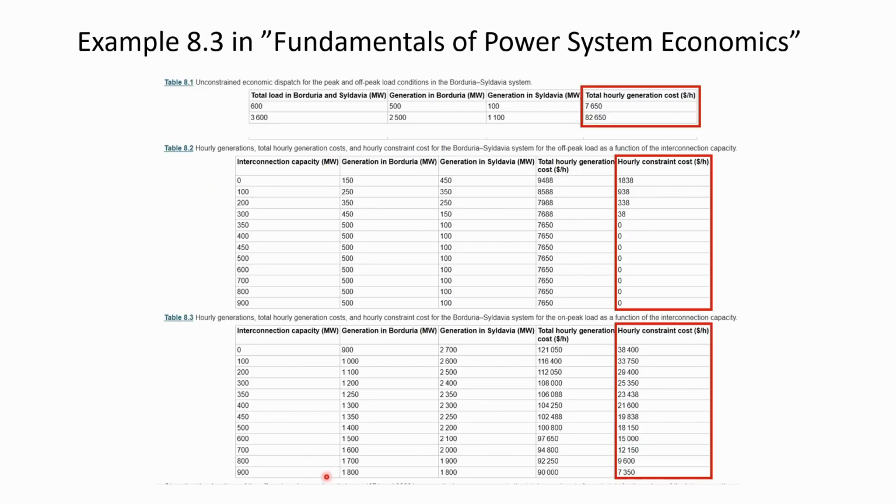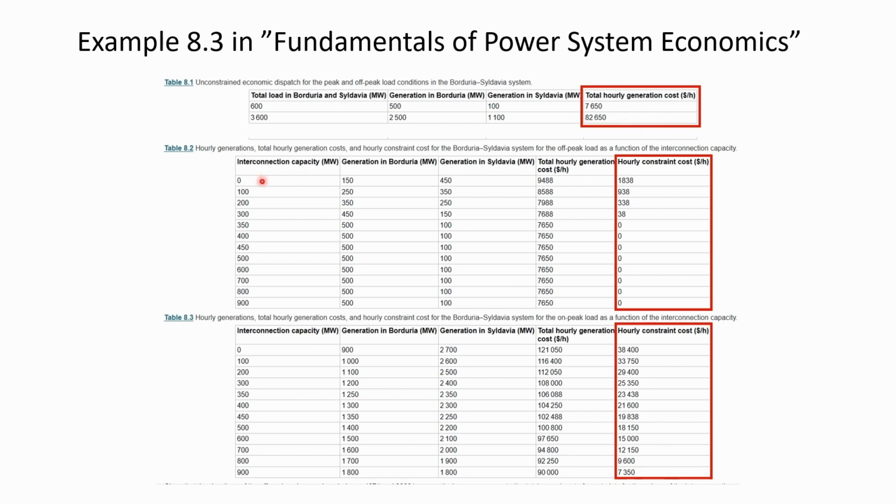We start here doing a calculation where we assume that there are no limitations. We can transport all the power we want from area B to area S. In this case, the total cost for producing in the two areas will be, in the off-peak period, $7,650, and in the peak load period it will be $82,650 per hour.